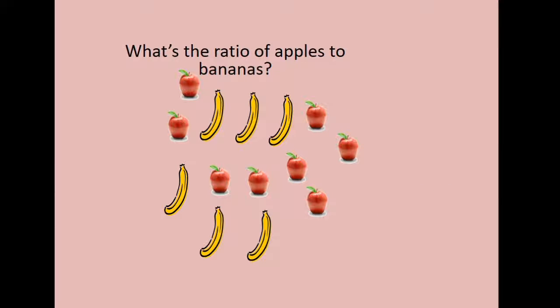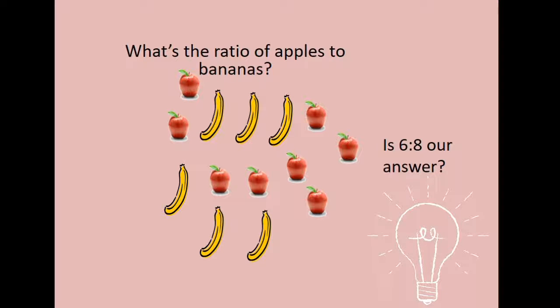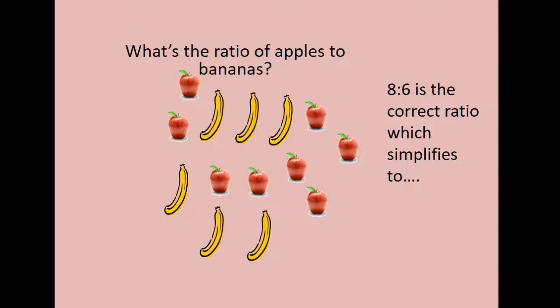If we take a look at this example, discuss out loud if the ratio of apples to bananas is 6:8. Hopefully you can see that this answer is wrong. We need to put the number of apples first and then the number of bananas. So the correct answer is going to be 8:6 because there are 8 apples to every 6 bananas. This simplifies to 4:3 because both 8 and 6 are divisible by 2.